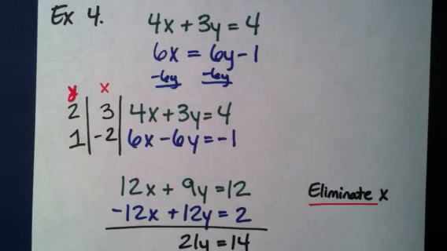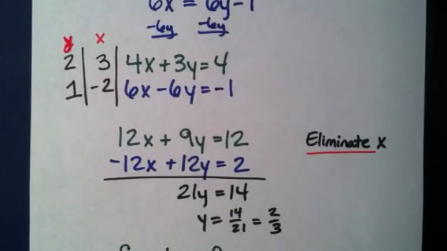When I add those equations, the x's eliminate. 9y and 12y becomes 21y. 12 and 2 become 14. I then divide both sides by 21 to get y equals 14 over 21, which is simplified to 2/3.